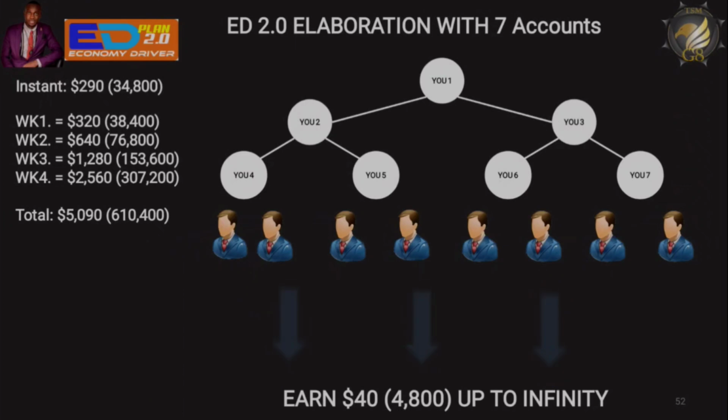Okay, you're going to be able to earn an instant profit of $290 back to you. In the first week, you'll make $320. In the second week, you'll make $640. In the third week, you'll make $1,280. And in the fourth week, you'll make $2,560. Cumulatively, from the first week to the fourth week, you will have a chance of making an average of $5,090.